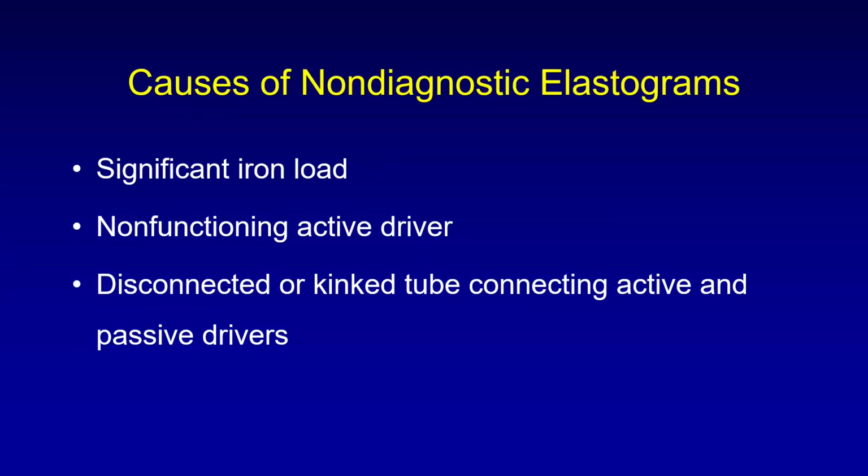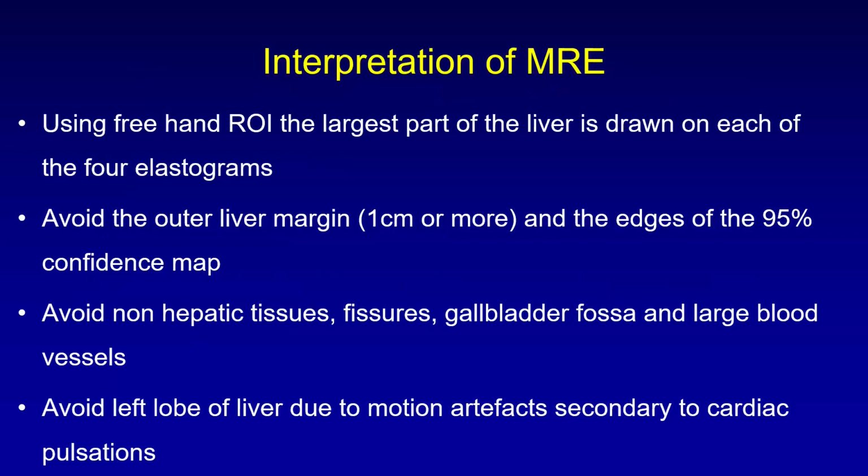In case there's a non-functioning active driver, or there's a disconnected or kinked tube connecting the active and passive drivers. Once you have checked that the quality of the elastograms is good, you draw the freehand ROIs over the largest part of the liver. If you remember, there are 4 slices, so on each of these you are going to draw your ROIs.